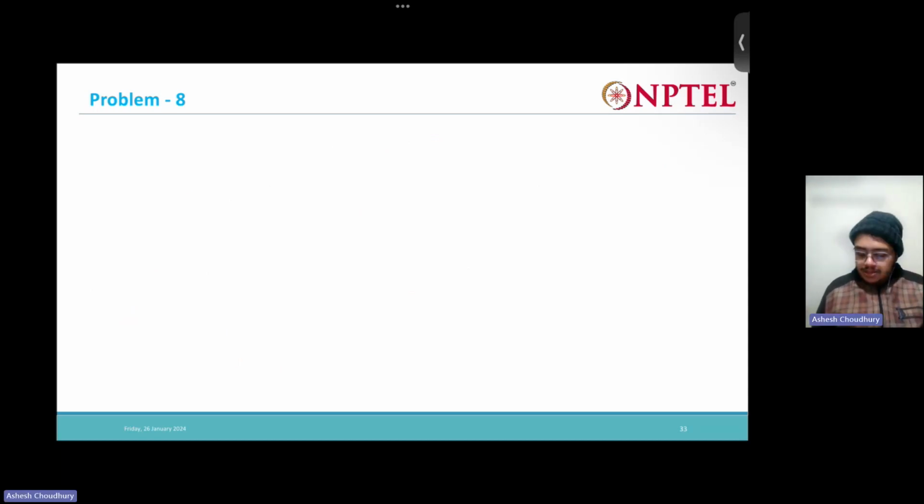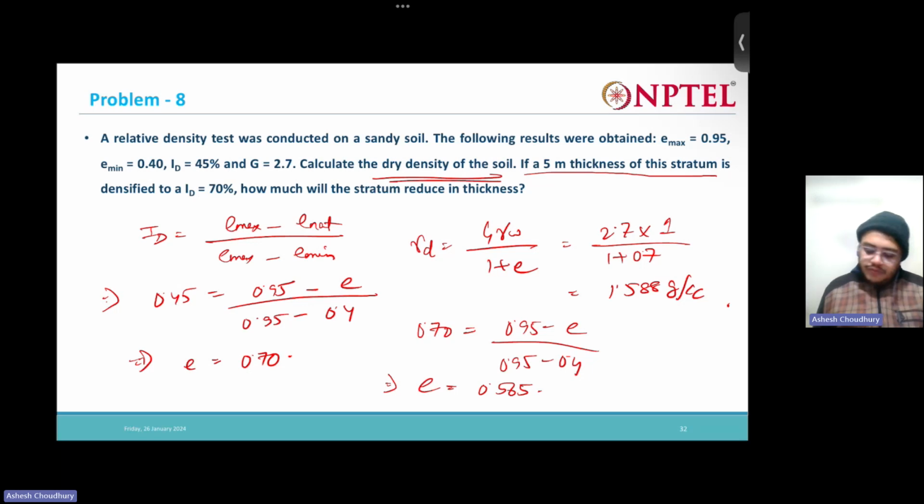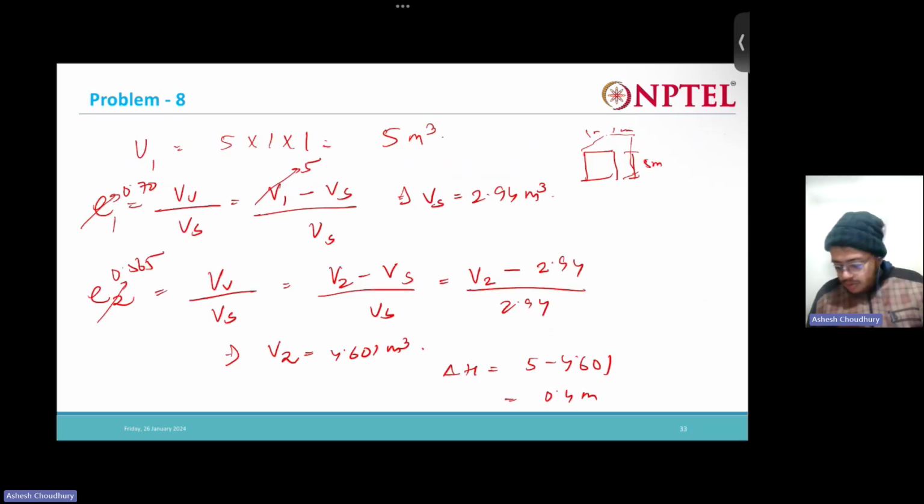I hope this was clear. So what we did first, we found out both the void ratios. Then we know the initial volume was 5 meter cube. From there we determined the volume of solids. The volume of solids is always going to be constant, whether we compact or densify it later. So using the volume of solids and the new void ratio, we got the new total volume. From the total volume, we could get the height change.